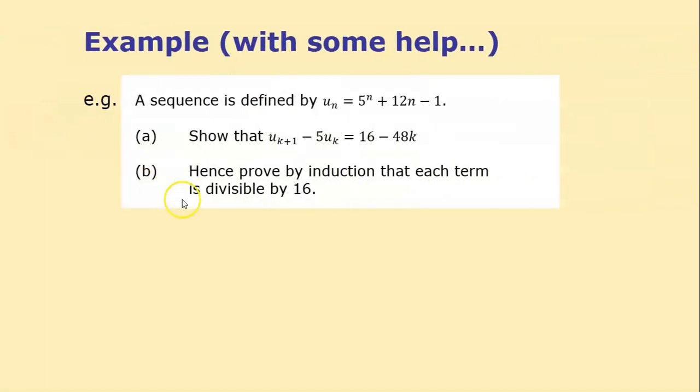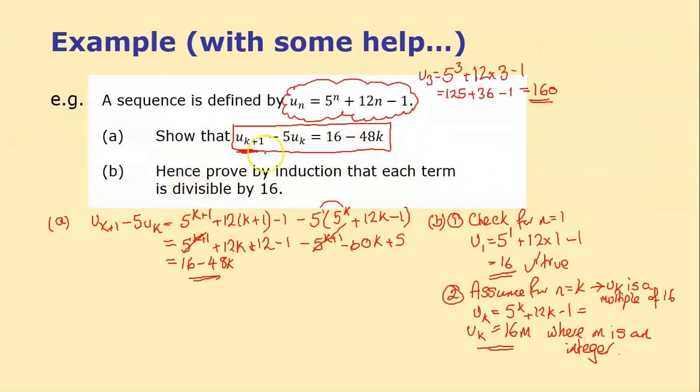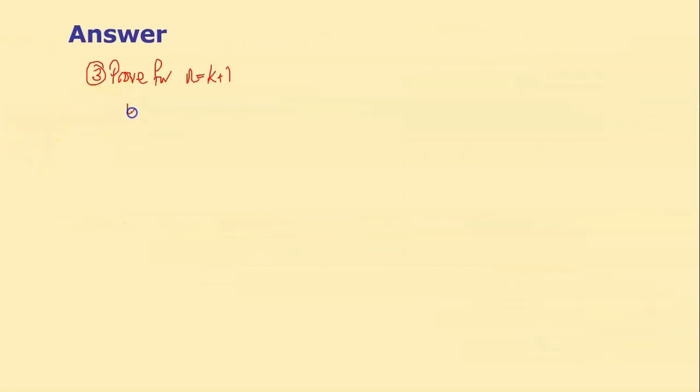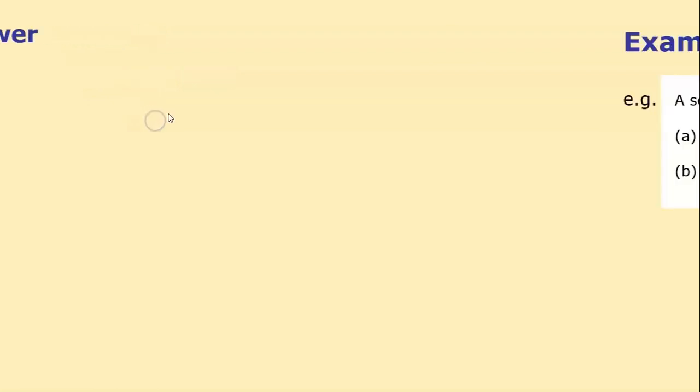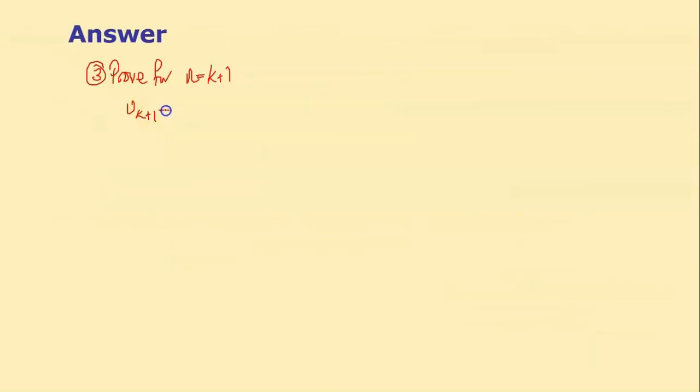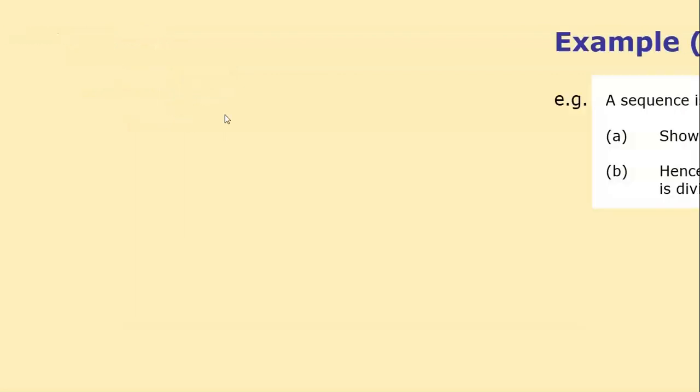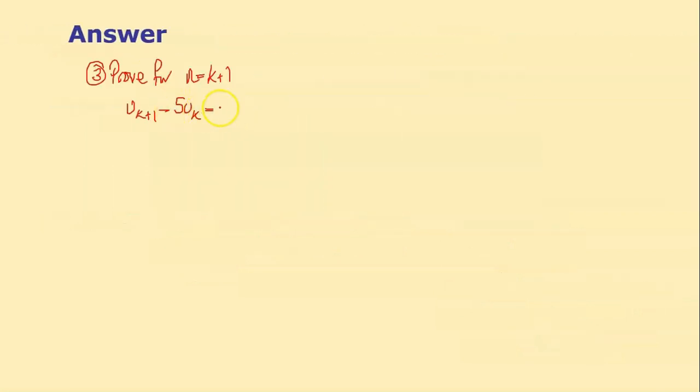So step 3, let's write this over here, was prove this is true. So you prove it for n equals k plus 1. And for n equals k plus 1, well, this is where we use our bit of magic that we've already been taught. I can write out that formula. I write u_(k+1) minus 5u_k. Hope you don't mind me jumping backwards and forwards. Equals, oops, wrong one. 16 minus 48k. So that's what I now know is true.